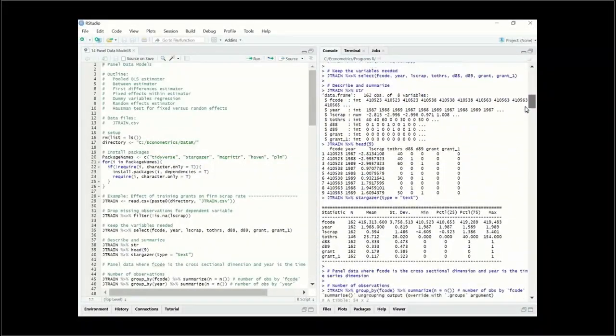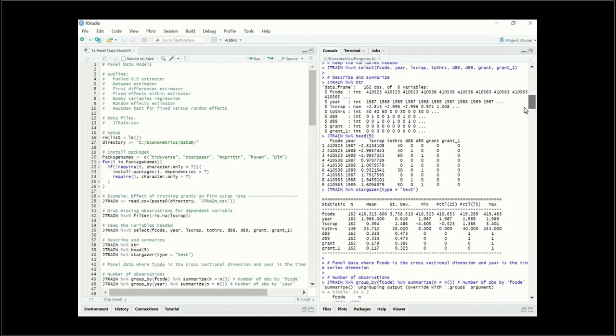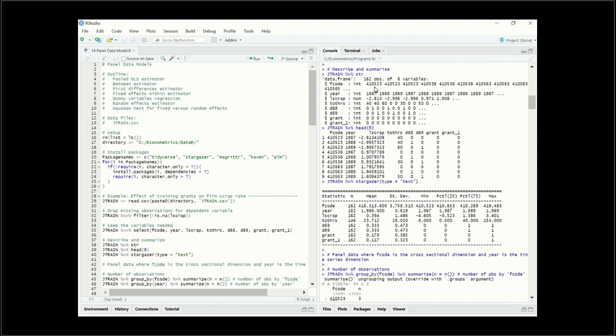Here's how the data would look like. So here we have 162 observations, 8 variables. These are the first few observations here. You can see them here as well, the first 9 observations.